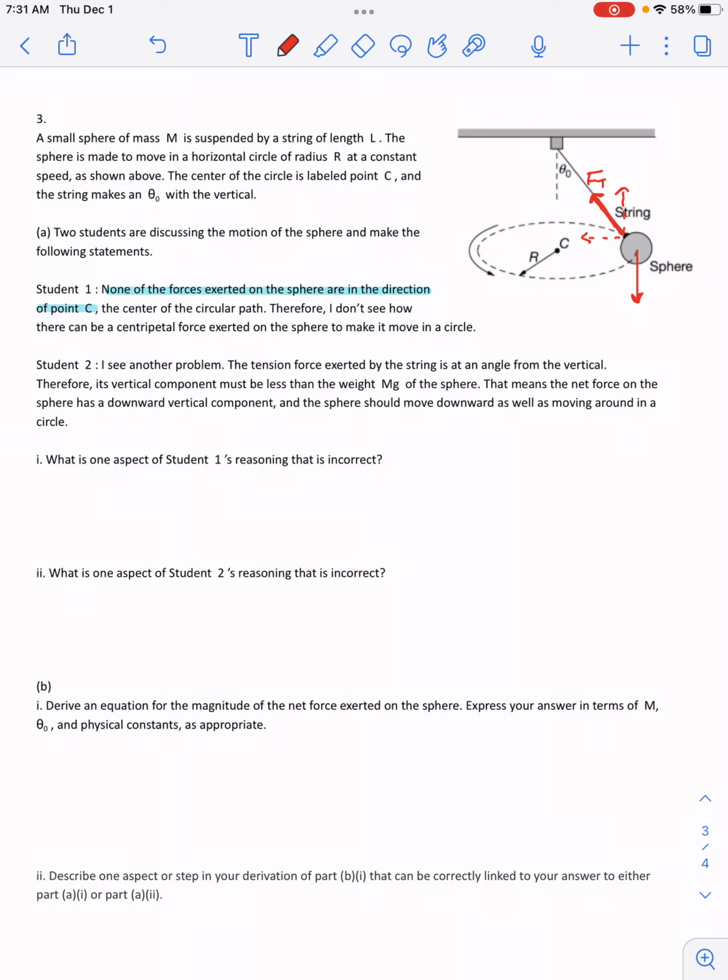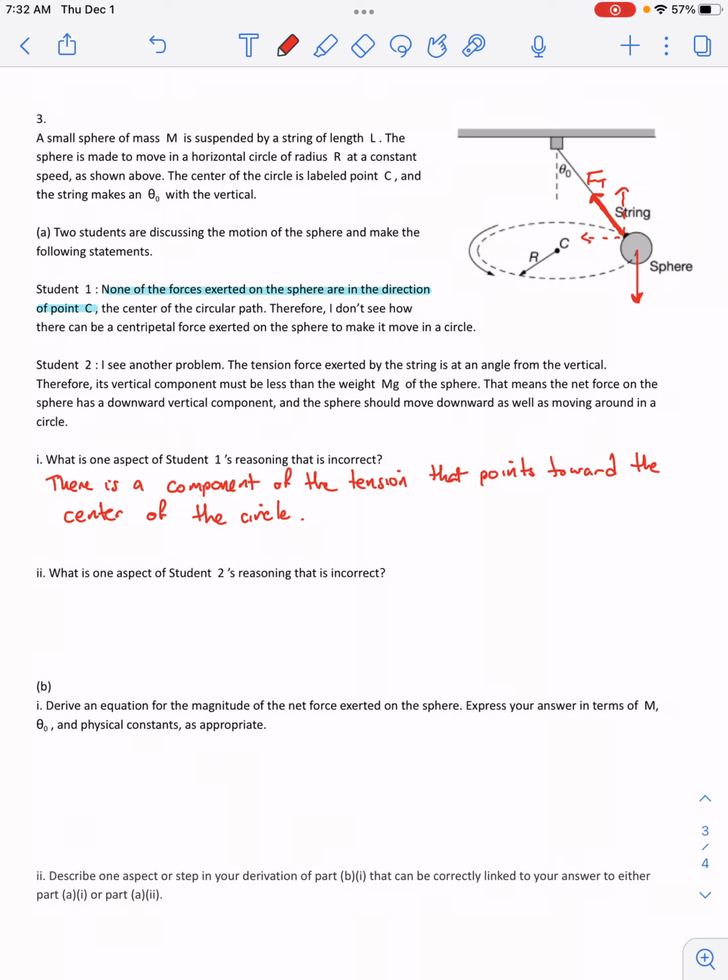So we would correct this by stating that there is a component of the tension that points toward the center of the circle. Okay?